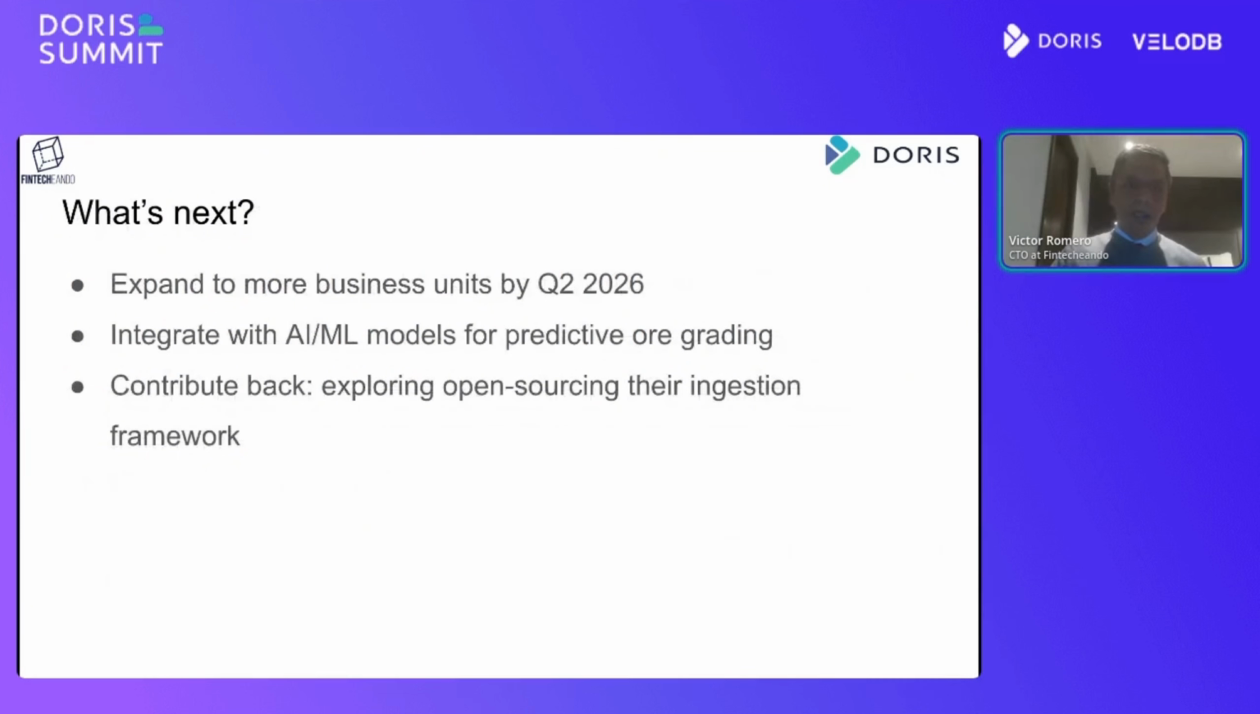And what's next? We want to expand to more business units by the second quarter of next year. We're going to integrate with AI and machine learning models for predictive understanding of the information. And we want to contribute back, exploring open sourcing the ingestion framework that can be useful for any other community members.